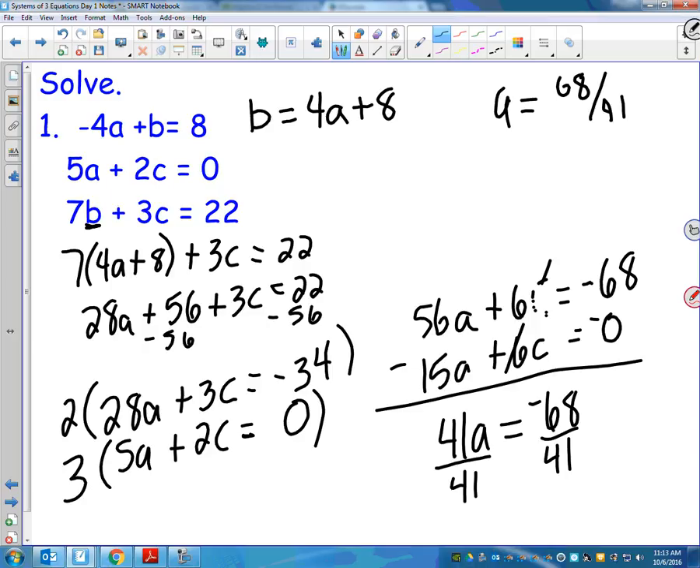It's negative, thank you. Negative 68 over 41. Now, we're not going to continue this because it's really gross. I mean, we can if you really want. But now it's just a bunch of back substitution.